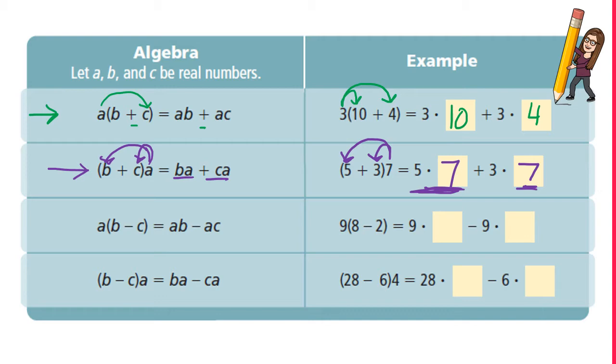So let's try again. What if there's a subtraction sign? Guess what? It doesn't change anything. I'm still going to distribute that value in, but I just keep the signs. So 9 times 8 minus 9 times 2. If it's flipped around, the same still applies. We have to do the sign work. So I have B times A and C times A. So in this case, 28 times 4, or 4 times 28, remember that's okay, and 4 times 6.